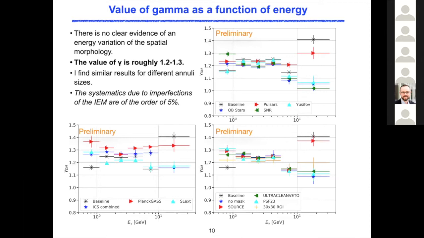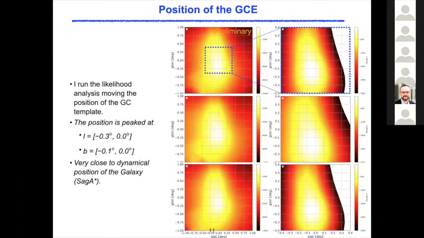Then I try to find the position of the Galactic center excess, basically running a likelihood analysis where I move the position of the galactic center excess template, using a dark matter template with gamma equal to 1.25. In these plots, you see the delta log likelihood between the best fit position and the log likelihoods of all the other pixels.